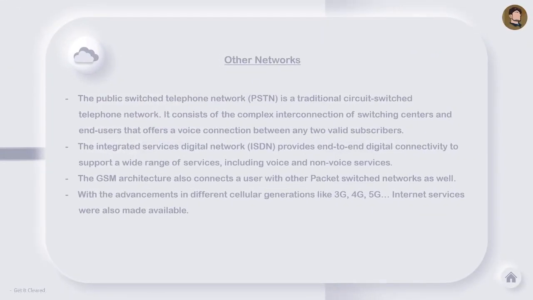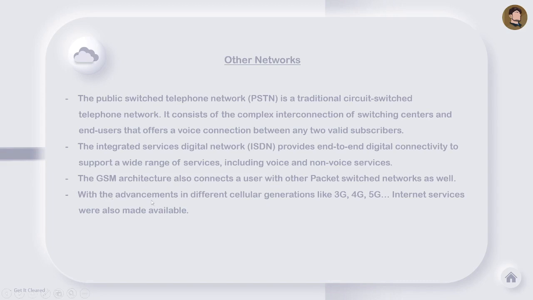In GSM, other networks consist of PSTN and ISDN. PSTN is the public switched telephone network, which is a circuit switch based telephone network. ISDN stands for integrated services digital network. GSM architecture also connects a user with other packet switch networks as well. So there are basically two types of networks, circuit switch and packet switch. A packet switch network will dynamically route the message packets, whereas a circuit switch will allocate a static path before the packets can be moved.